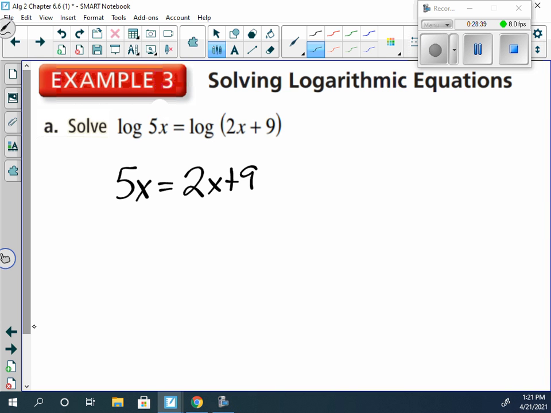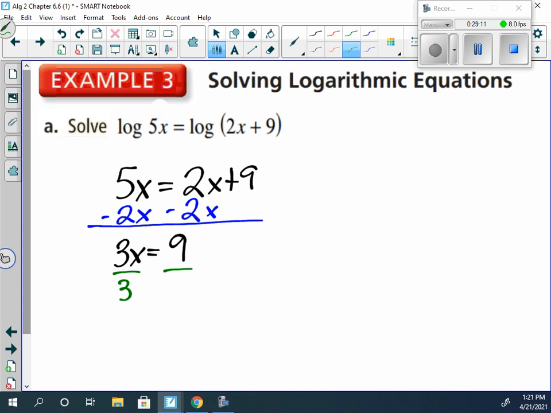And now we just need to solve for the value of x. So what can we do first? We can subtract 2x from both sides. Well, 5x minus 2x is 3x is equal to 9. And then what do we need to do next? We need to divide both sides by 3, which tells us x is equal to 3. And that's it.